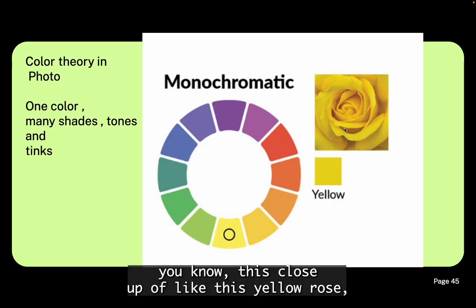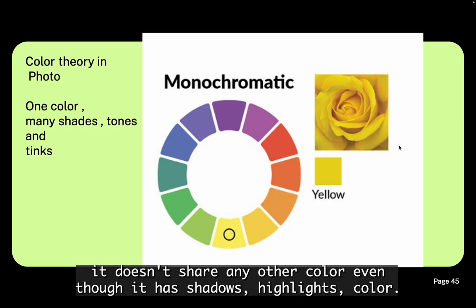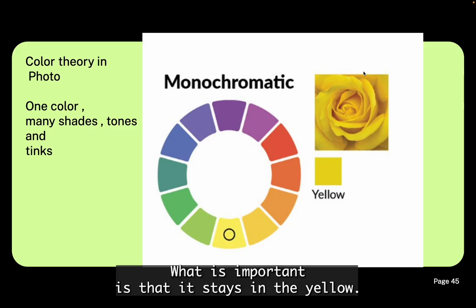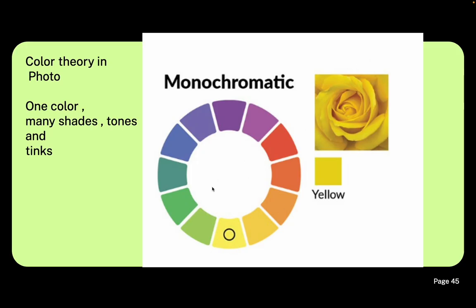For an example, this close-up of this yellow rose. It doesn't share any other color. Even though it has shadows, highlights, color, what is important is that it stays in the yellow.